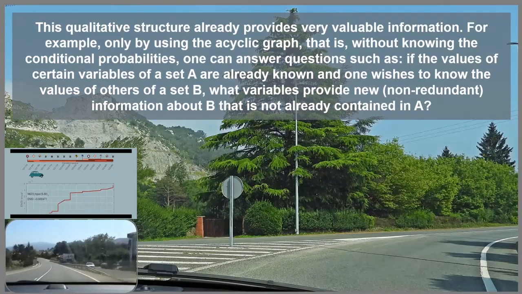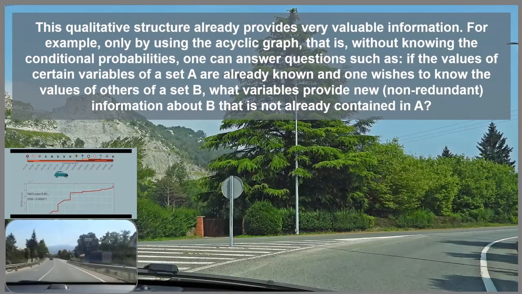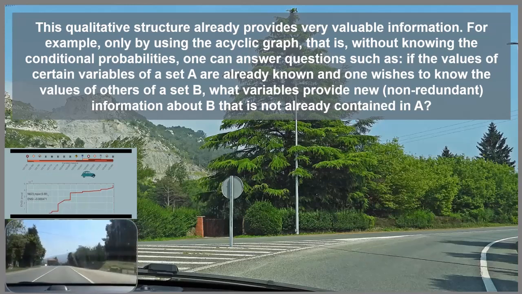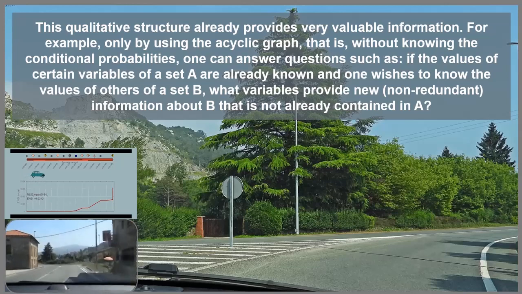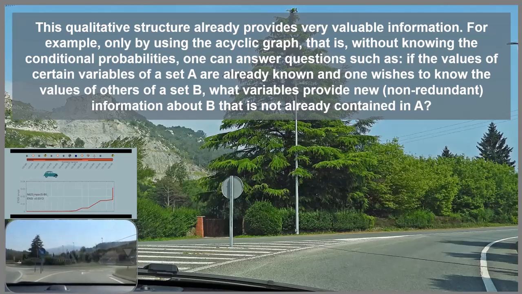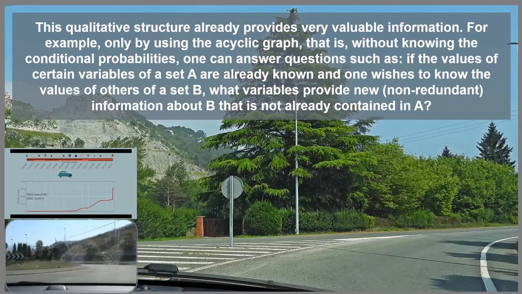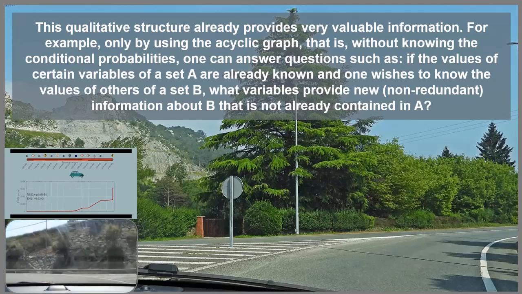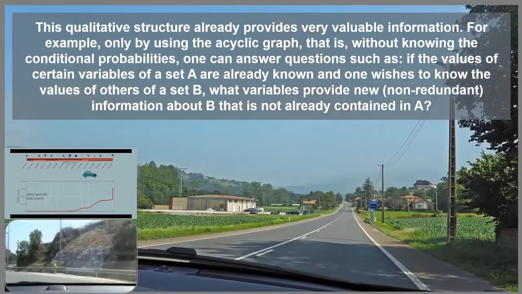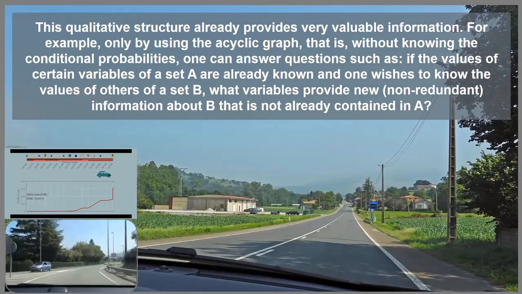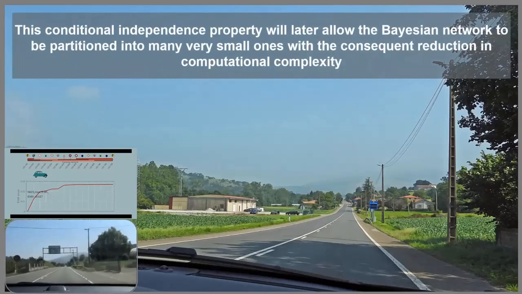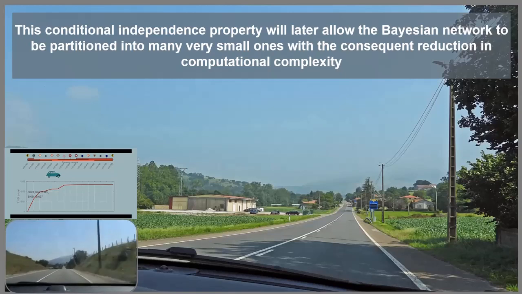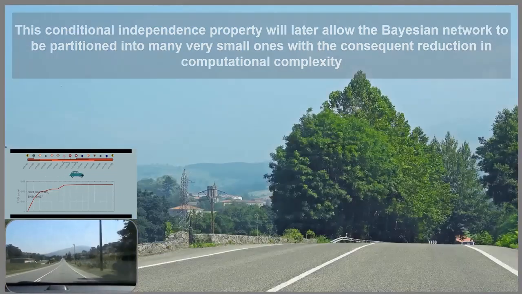For example, only by using the acyclic graph, that is, without knowing the conditional probabilities, one can answer questions such as, if the values of certain variables of a set A are already known and one wishes to know the values of others of a set B, what variables provide new, non-redundant information about B that is not already contained in A? This conditional independence property will later allow the Bayesian network to be partitioned into many very small ones, with the consequent reduction in computational complexity.